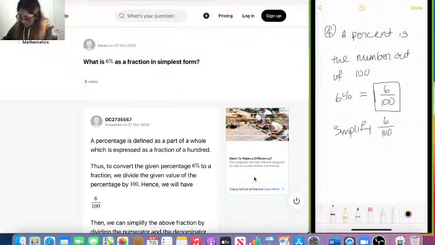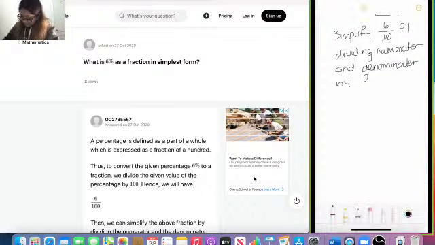6 over 100 by dividing numerator and denominator by 2. Okay, so you have 6 over 100, right? You can divide by 2, and so divide by 2, I'll just write divide by 2, divide this by 2 also, and so you get 3/50.